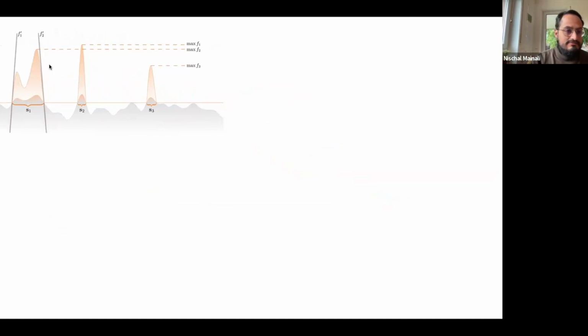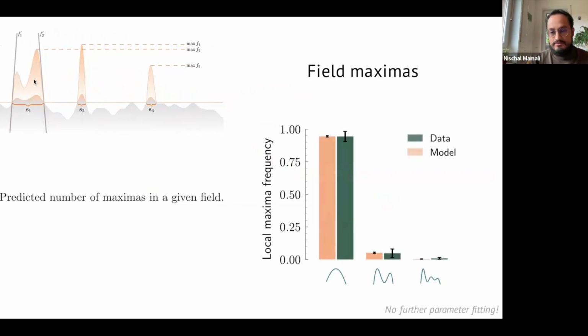Basically, in large environments, we see fields have multiple maxima. How common is that? Here, we simply use the same parameters that we inferred by matching the field arrangements and calculate the distribution of fields with 1 maxima, 2 maxima, and 3 maxima, and compare it against the data. And we see it roughly captures the frequency.